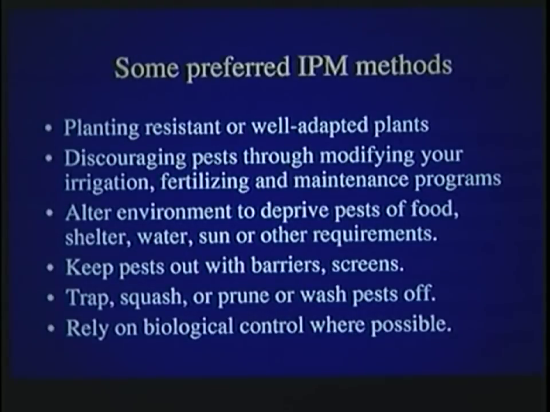Discouraging pests through modifying your irrigation, fertilizing, the way you maintain plants, or the way you maintain the inside of your house too. The biggest source of problems in landscapes, the biggest source of plant damage is not any pest, it is not any living organism, it is water. It's irrigation, poor irrigation. We tend to overwater our gardens, and that causes a lot of problems, causes root problems. We kill plants by overwatering.